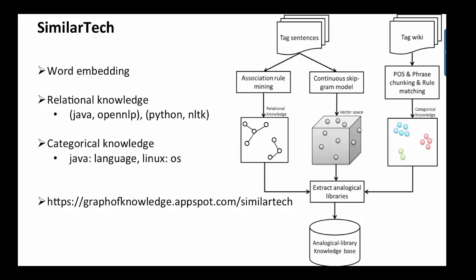So we propose a tool called similarTech. It mainly uses word embedding, and we customize it with software domain-specific information such as relational knowledge and categorical knowledge. More details can be seen in our paper. We implement this tool into a website.